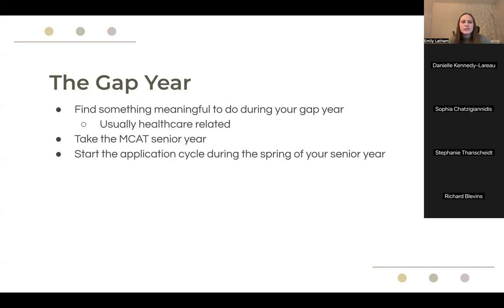And so during the gap year, you want to find something meaningful to do, usually healthcare related. A lot of people will work. I know that scribing is a great option. Getting more shadowing, just more clinical experience, and just doing what you need to do to be more prepared for when you apply the next cycle. And then take the MCAT as well. And then you basically do everything and start it the spring of your senior year if you were going to take one gap year. That would look different if you took multiple.